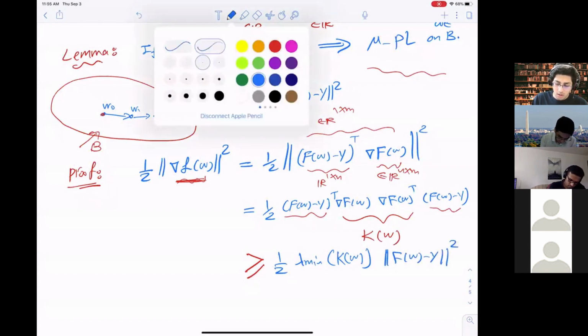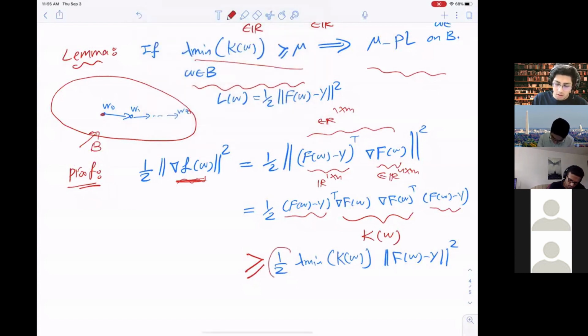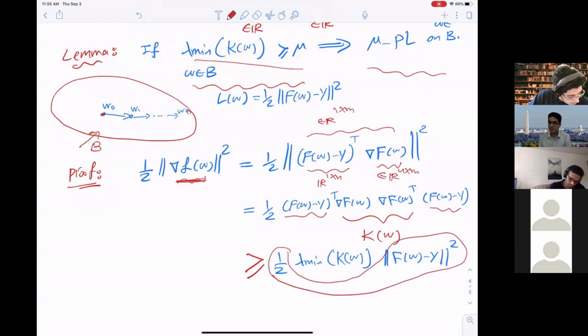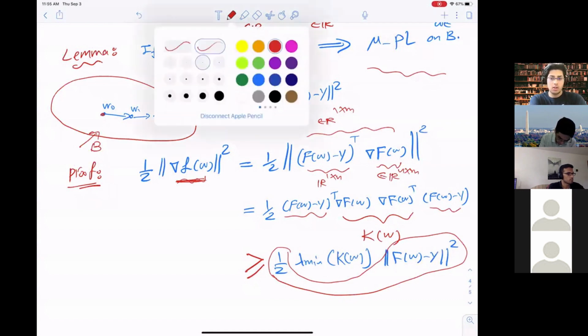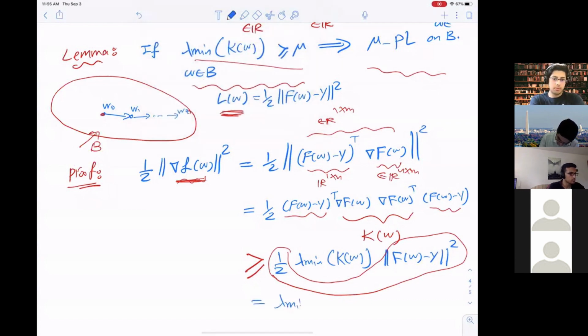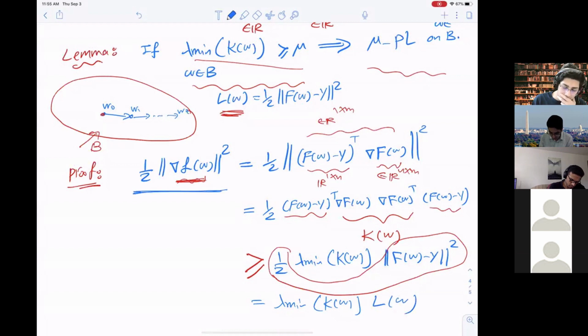And that's it. Because if you look at this half and then the norm of Fw minus y squared, what is it? It is just my loss function. Yes, very good. So this will be equal to lambda min of Kw times my loss function. So basically, I showed my magnitude of the gradient is larger than lambda min of my tangent kernel times the loss function. So if this lambda min is bounded away from 0 by mu, then I have the PL condition. Really, really simple, basic stuff.